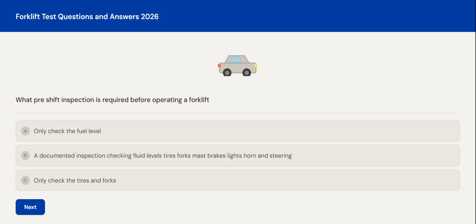Continuing, what pre-shift inspection is required before operating a forklift? A documented inspection checking fluid levels, tires, forks, mast, brakes, lights, horn, and steering. Documented means written down and signed. A mental note is not a pre-shift inspection under OSHA standards.